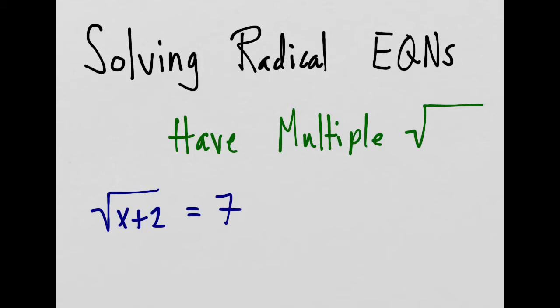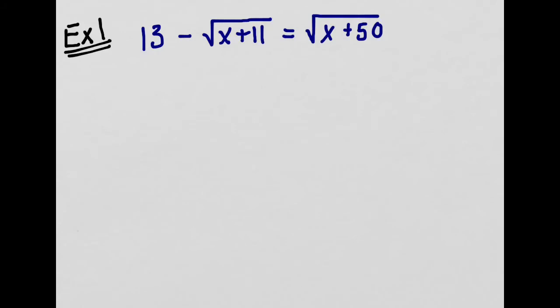Okay, so the idea is if you have multiple radicals, you're going to have to isolate individually and then square again. So the more radicals you have, the more squaring you're going to have to do. Okay? So here's my first example.